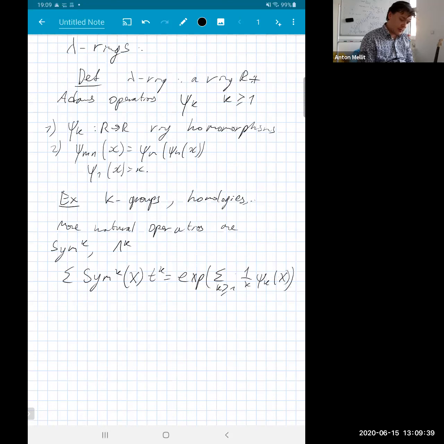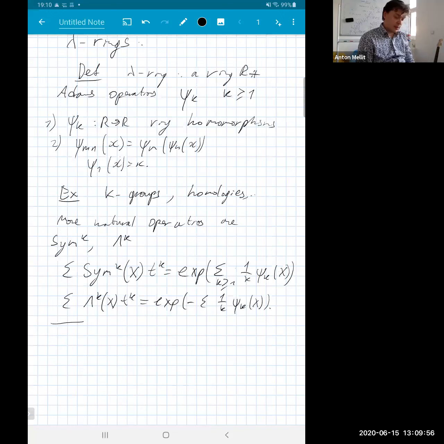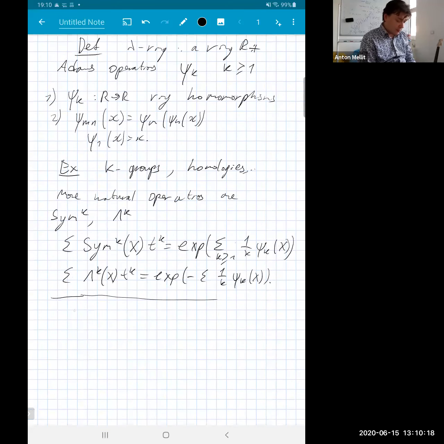Sorry, I sometimes use a different font. And of course, then you have this formula. So the problem is that these natural operations have two very difficult identities. On the other hand, Adams operations have very easy identities that I already wrote in the definition.